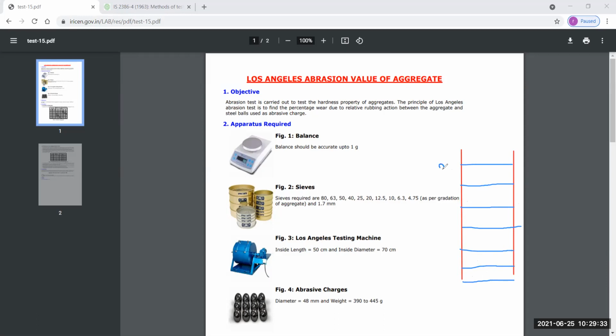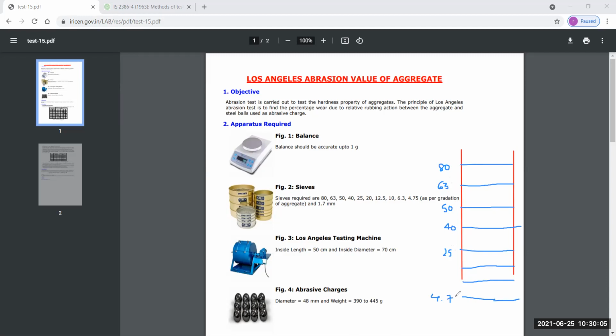On top we use the maximum size of sieve. Here we use 63, then it gradually goes on decreasing. Here we use 50, here 40, here 25, and so on. The last sieve which will be used is 4.75 mm. Basically, this sieve is at the bottom, so 4.75 mm.